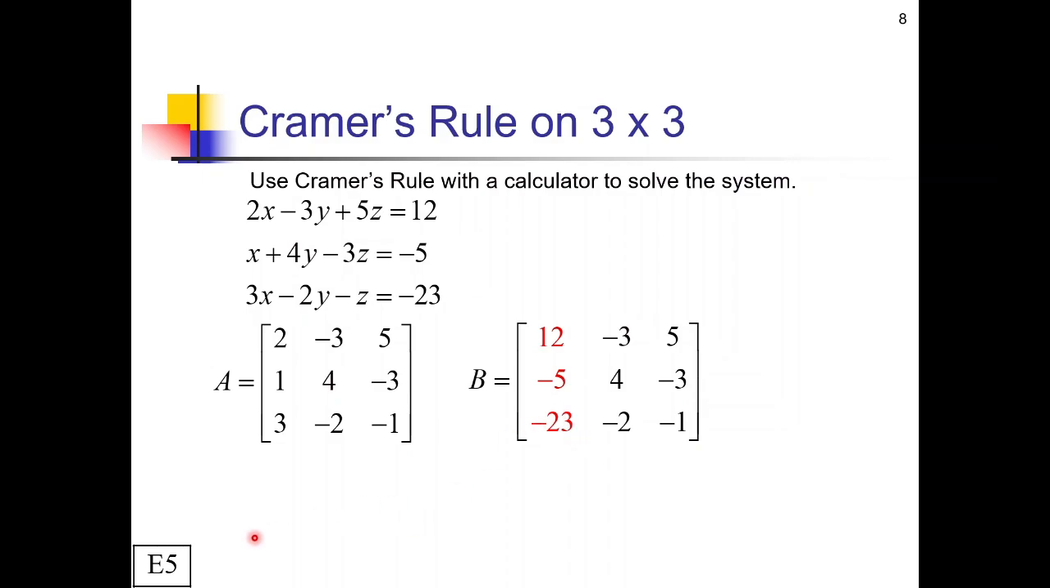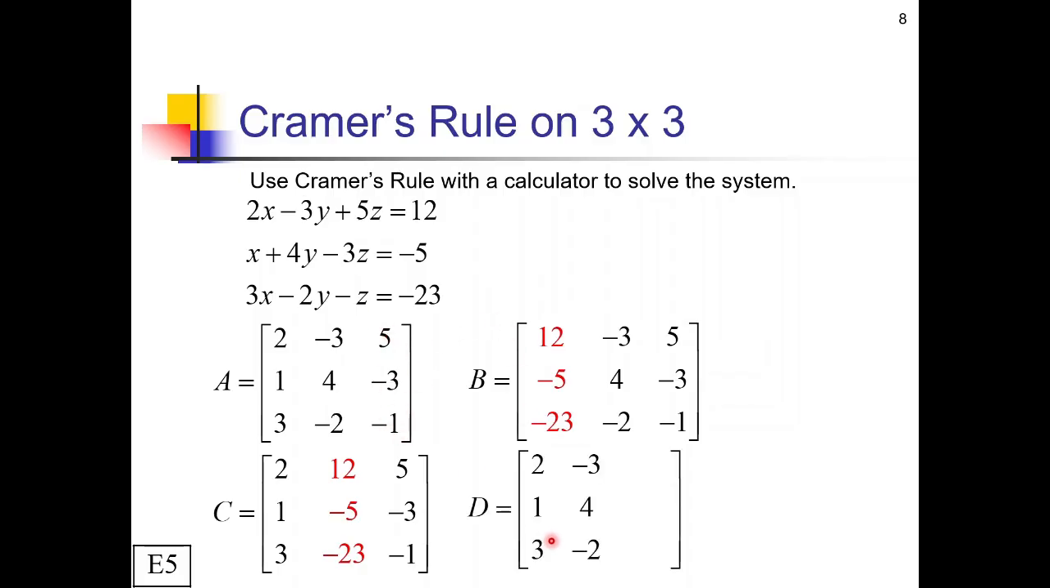Next up, my C matrix, that'll be for the Y values. So now we're just going to replace the y's in the A matrix with 12, negative 5, and negative 23. And then finally, this one's a little bit new, my D matrix. I'm going to replace the Z coefficients with 12, negative 5, and negative 23. But otherwise, again, just like the others, it's an exact copy of the A matrix except for that one column that we have swapped out, which I've highlighted in red here. All right, so we've got these 4 matrices.